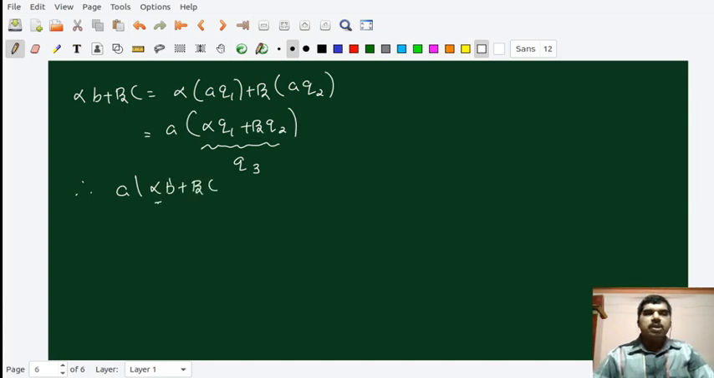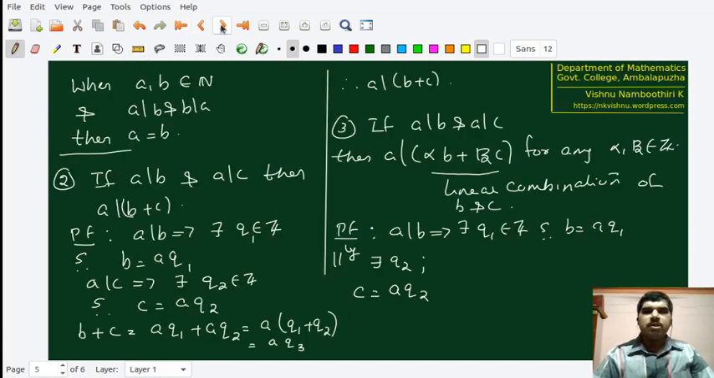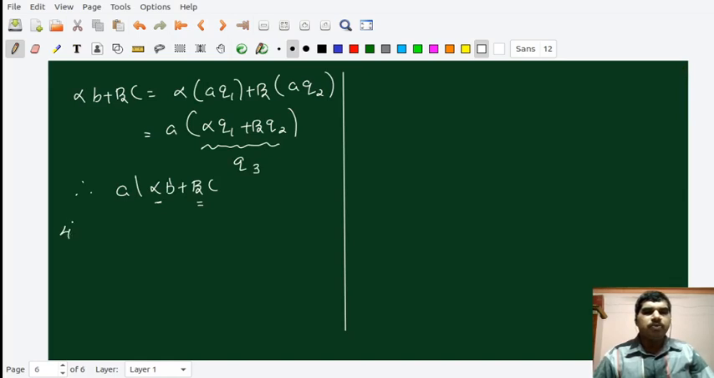If we put alpha equal to 1 and beta equal to 1, we will get A divides B plus C. If we put alpha equal to 1 and beta equal to minus 1, we will get A divides B minus C. All these things will quickly follow. Now we are moving towards the next divisibility property, number 4, which says that if A divides B and B divides C, then A divides C.